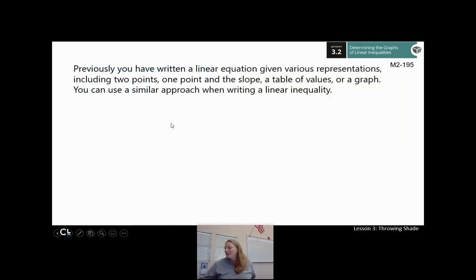All right. So hopefully you're figuring this out. Now, previously, you've written a linear equation given various representations, including with 2 points. Like we just did it with 2 points, right? We had an x-intercept and y-intercept. We've written linear equations with a point and a slope, maybe with a table of values. But the idea is if you can find the y-intercept and the slope, you can write the equation. And sometimes they've even given us a graph to help us write our equation. So we can use a very similar approach when writing a linear inequality.